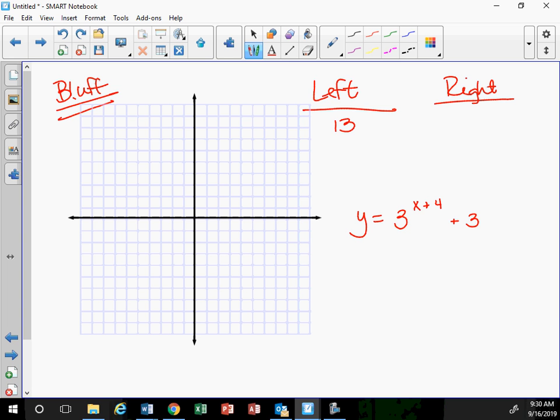This one you were shifting left 4, up 3, so your horizontal asymptote ended up at 3. There. Hopefully you actually hit your points. Okay. Alright, now I can make them trickier. Now we practice, right?